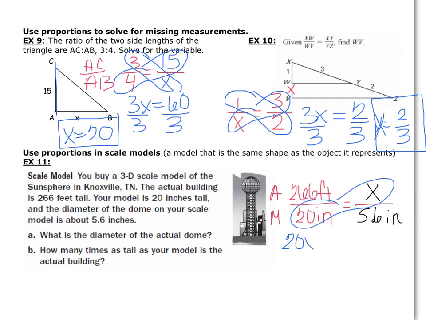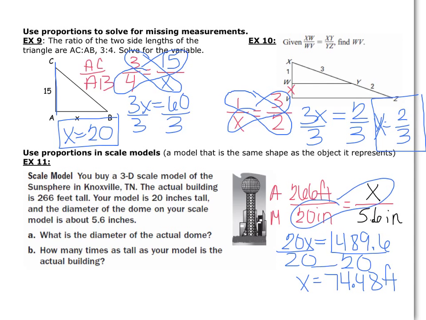All right, cross multiply. So 20x is equal to, when we cross multiply 266 times 5.6, we get 1489.6. Divide by 20. So x is equal to 74.48 feet. So that's the diameter of the actual dome.